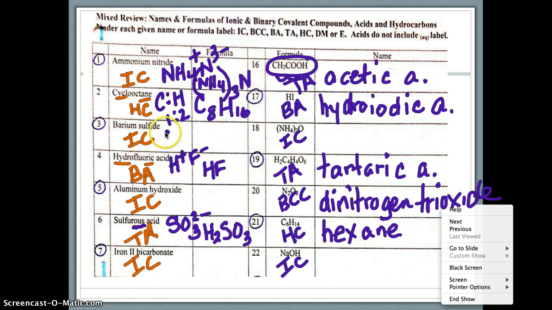Barium sulfide, number 3. Barium is a group 2 metal, Ba2+. Sulfide, IDE, monatomic, S 2 minus. And you can see if I've got 2 plus and 2 minus, that those will add up to 0, so I get one of each.